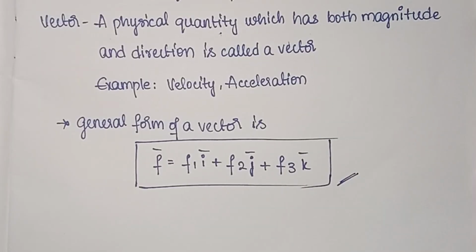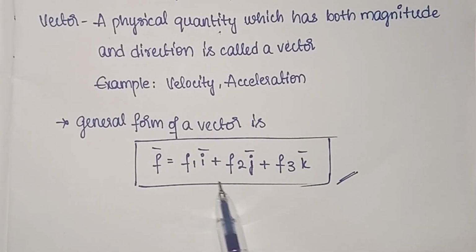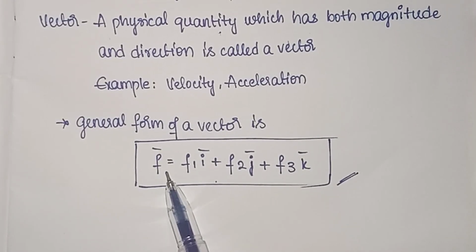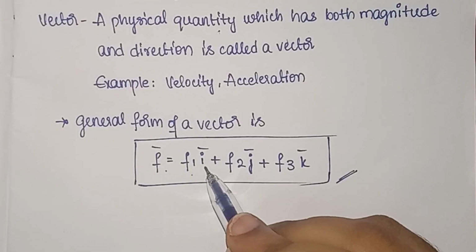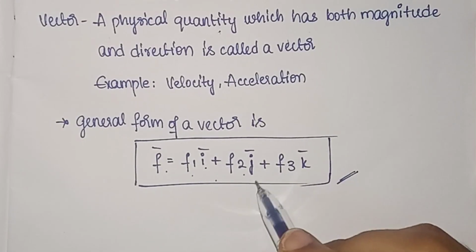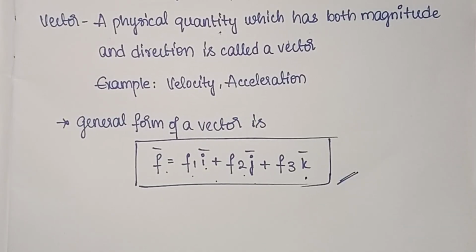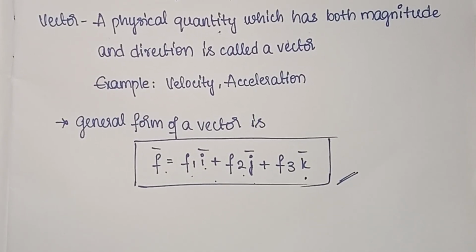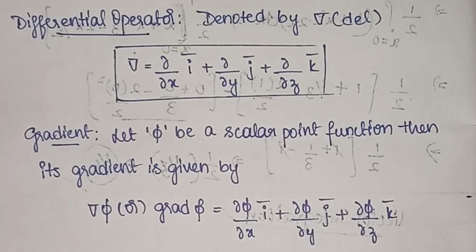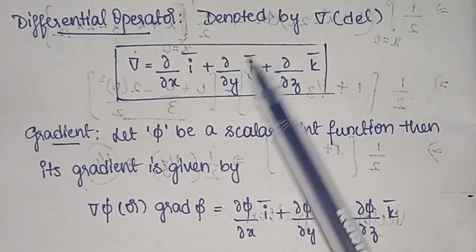We need to remember this formula. The general form of a vector quantity is F bar is equal to f1 I bar plus f2 J bar plus f3 K bar. Now let's see what is a differential operator, gradient and divergence. Now let's see what is a differential operator.